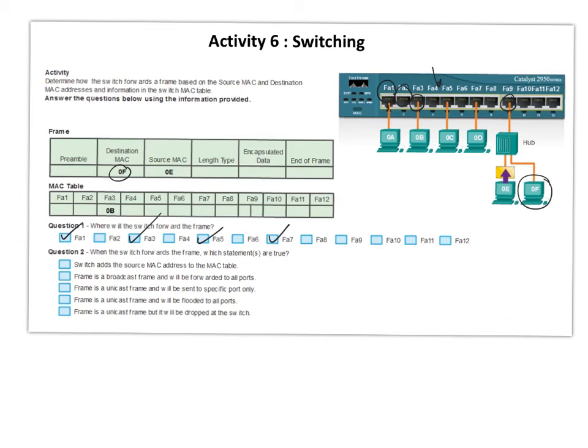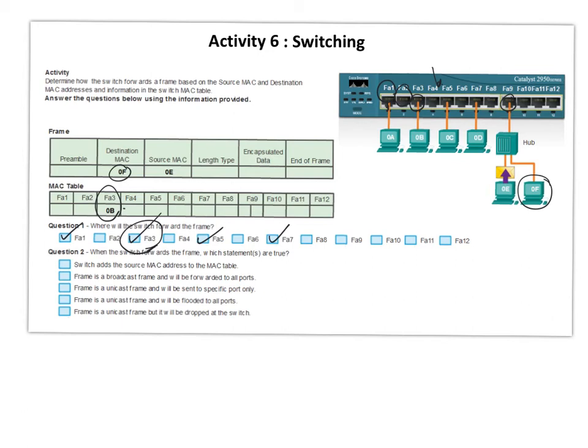And actually there is another interesting question here. We forwarded the frame to FA3, even though from the MAC table we know that FA3 has 0B, and 0B is not 0F. So why do we have to waste our time and forward it to FA3? So these are two questions.